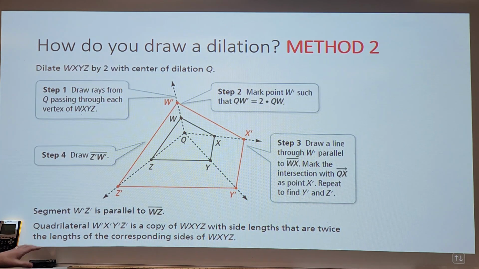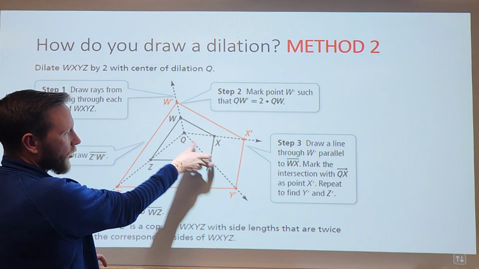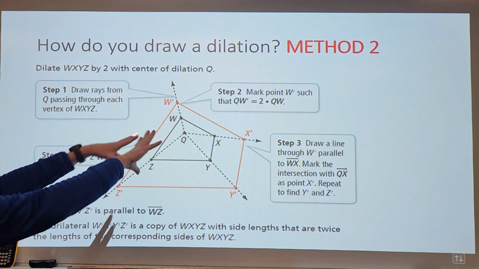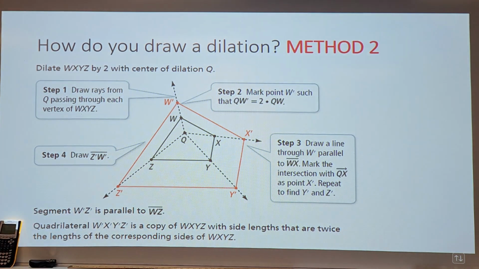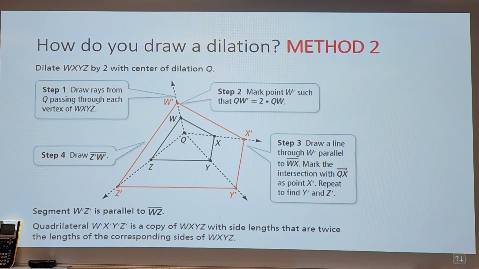Method 2 is where you simply mark the point, and if it's a scale factor that's bigger, you just want to double that distance. You just want to double that distance. And you don't have to draw those whole rays all the way through. But if you are making that figure a little bit larger, then you're going to want to follow through these steps as they are marked for us.